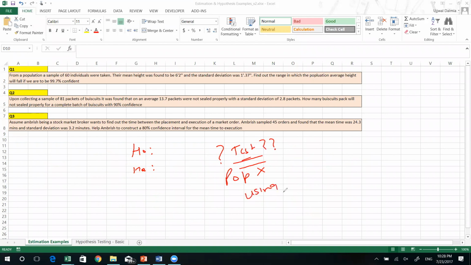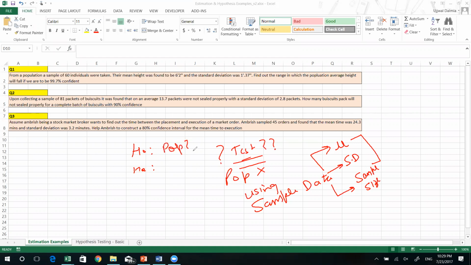Using what data? Exactly. Using sample data. Okay. Now in sample data, what all do I want? The mean, the standard deviation, and the sample size. Yeah. If I have these three, then I'll be able to calculate what my population mean should be. Okay. And basis that, I can conclude whether my assumption is right or wrong.